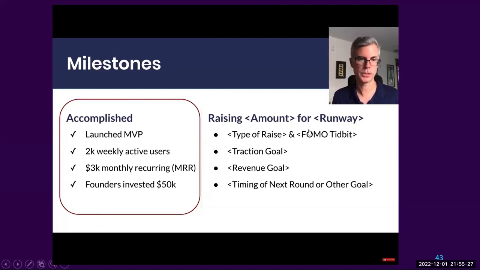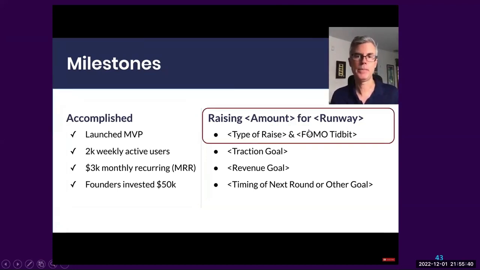So in this case, we've launched our minimum viable product. We have 2,000 weekly active users. We have $3,000 in monthly recurring revenue, and the founders have invested $50,000. That's pretty cool. Okay, on the right, we have how much we're raising, how much runway it gives us, the type of raise, and what I call a FOMO tidbit.